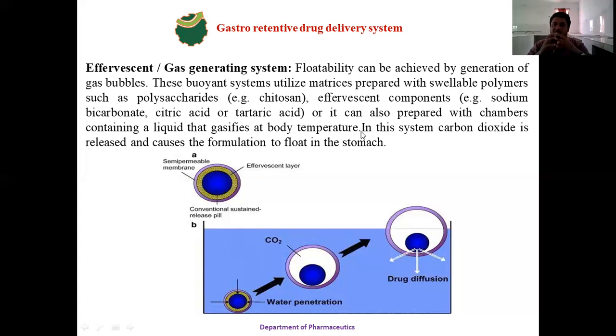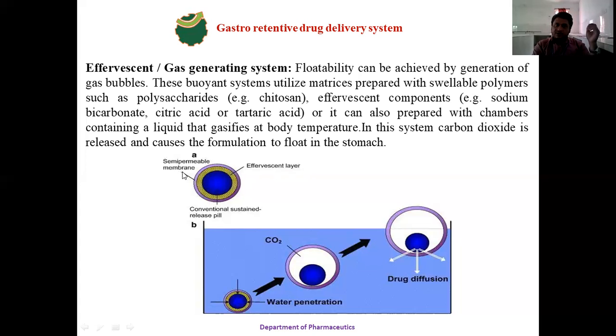Or a particular system having effervescent components. Whenever those components come in contact with the gastric fluid, there is a release of carbon dioxide, which is ultimately a release of gas. So you can see in the diagram there is one system, or you can say one tablet, which has a semipermeable membrane, and inside the semipermeable membrane there is a drug chamber as well as an effervescent layer.